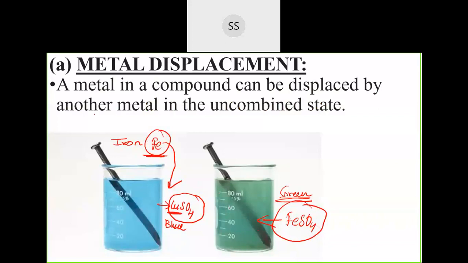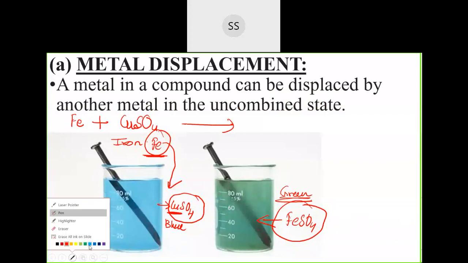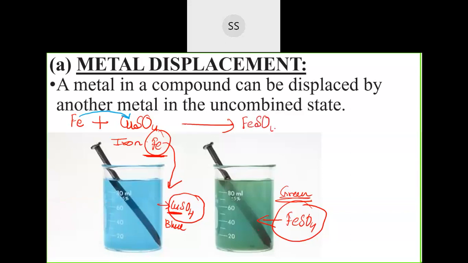Equation-wise, I can write it like this. Iron, when made to react with copper sulfate, CuSO4, comes and displaces the copper during the reaction. Iron will displace the copper and occupy its place. The product you will get is FeSO4 plus Cu. If you want, you can check the oxidation state. Fe in its uncombined form has an oxidation state of 0.